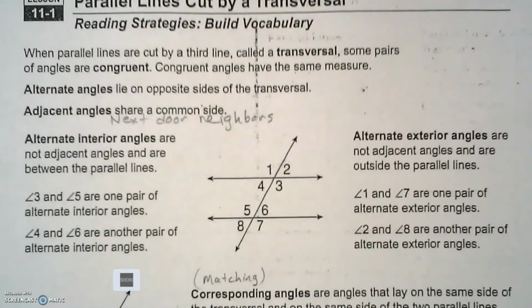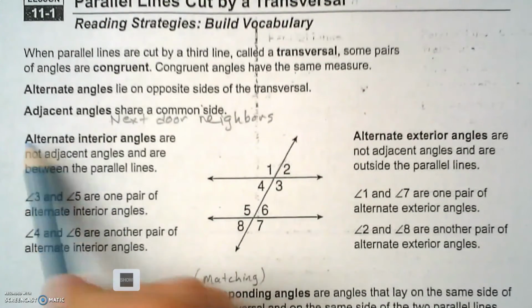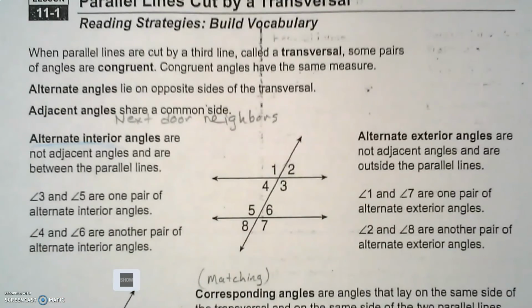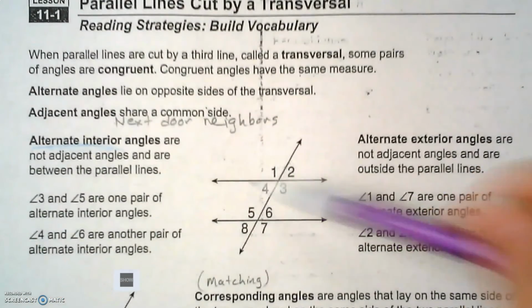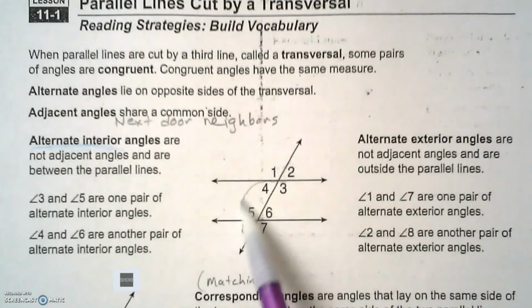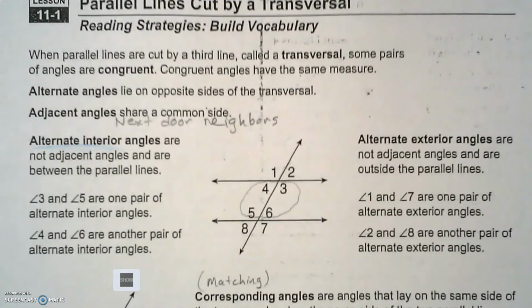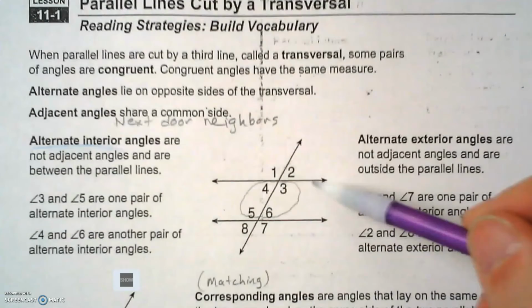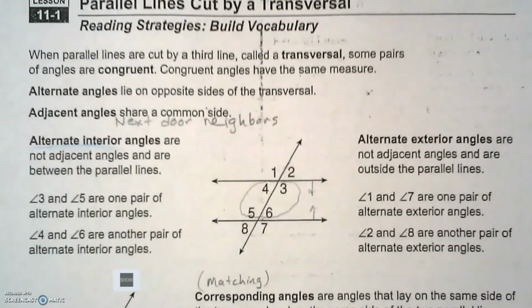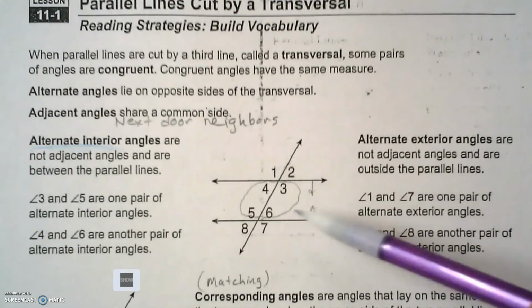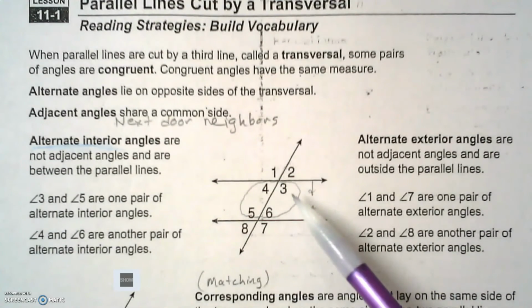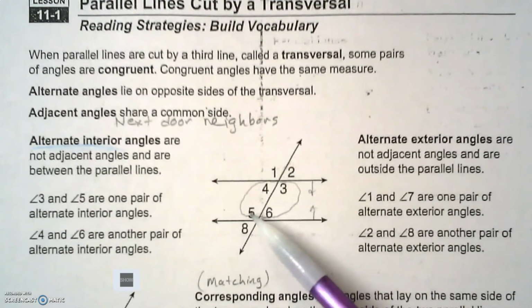So here we go. These are the big 3 we're going to learn today. The first one is alternate interiors. Let's think about that. Okay, interior means inside. So I'm going to erase some of this pencil mark. We're only looking at these angles for alternate interior, okay, inside the parallel lines. You see where I'm at? Alternate means different sides of the transversal. So alternate interior would be 3 and 5.